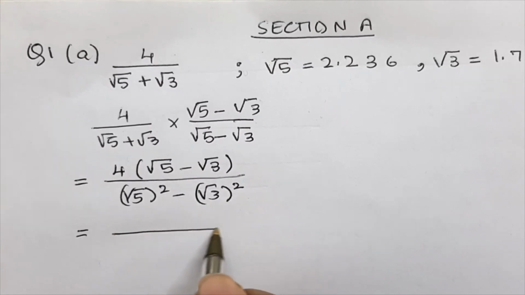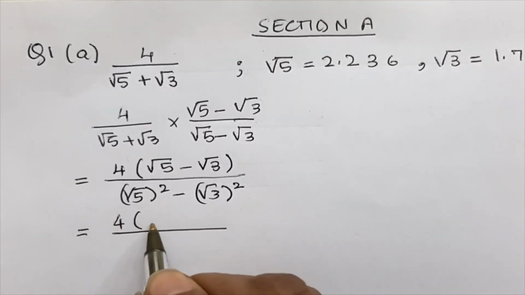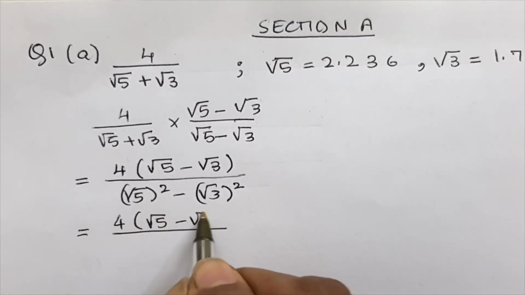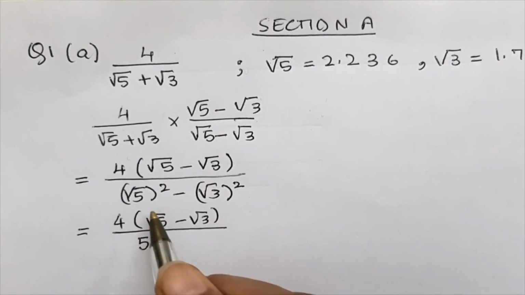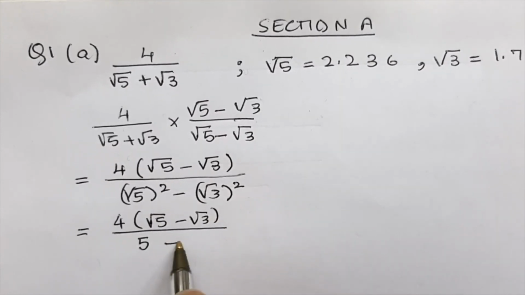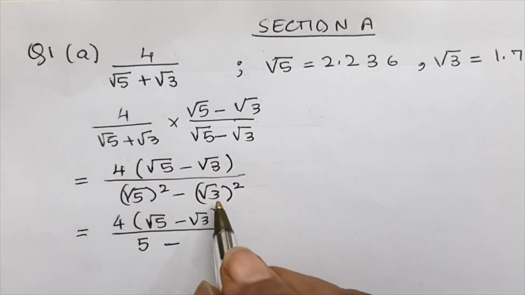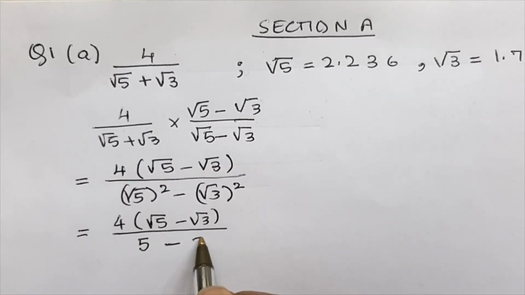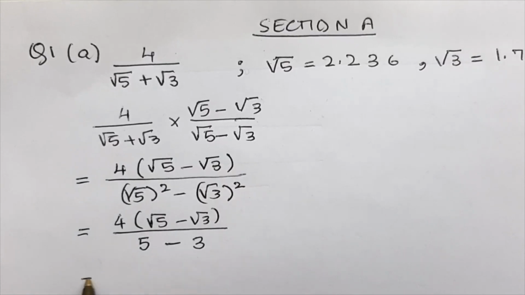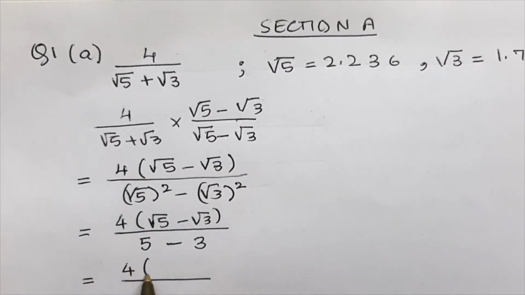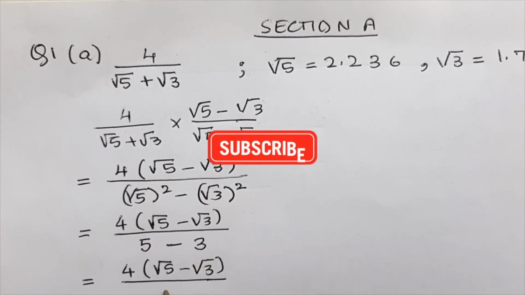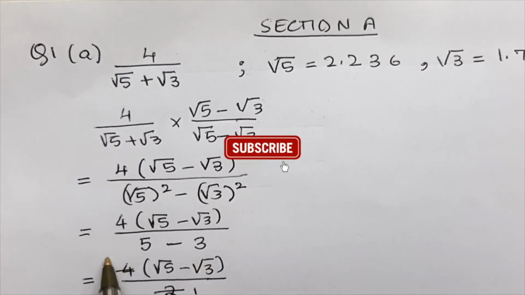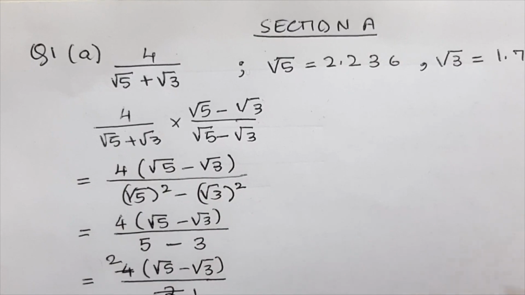and in the numerator we have that. We will now simplify it as 4 into root 5 minus root 3 upon root 5 whole square is 5, root 5 into root 5, minus root 3 whole square is root 3 into root 3, which is 3. That would give us 4 into root 5 minus root 3 upon 2. 2 1s and 2 2s will give us.